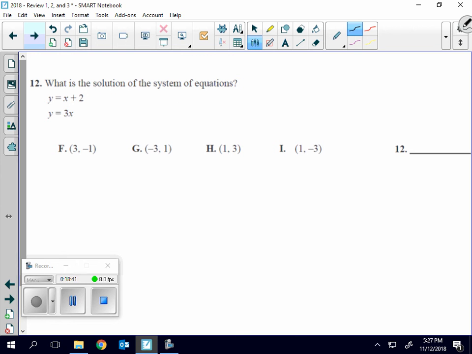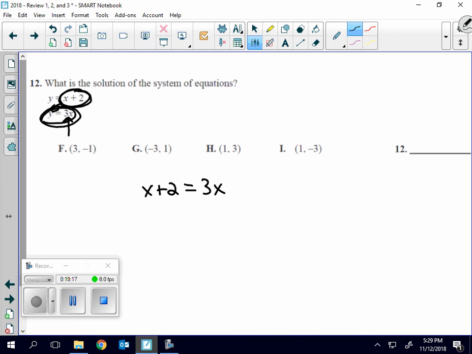What is the solution to the system of equations? Okay, the easiest way to do this one is by substitution. I'm going to plug this in for y down here. So instead of y, I'm going to rewrite this bottom equation. Instead of y equals 3x, I'm going to put in what y was up here. So it's going to be x plus 2 instead of the y, well, y equals 3x.